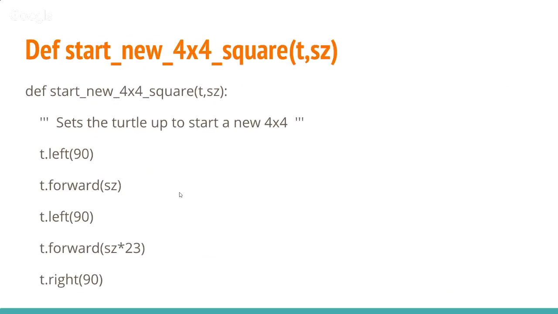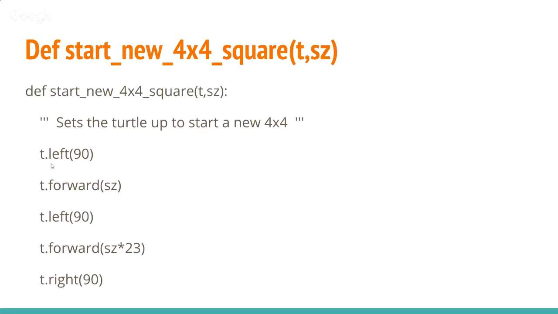Start new 4x4 square. This is a new function. This was not in the last video. All right, here it basically sets up the turtle to start drawing a new 4x4. Now this 4x4 I'm referring to is a single square of 6 smaller squares by 6 smaller squares.